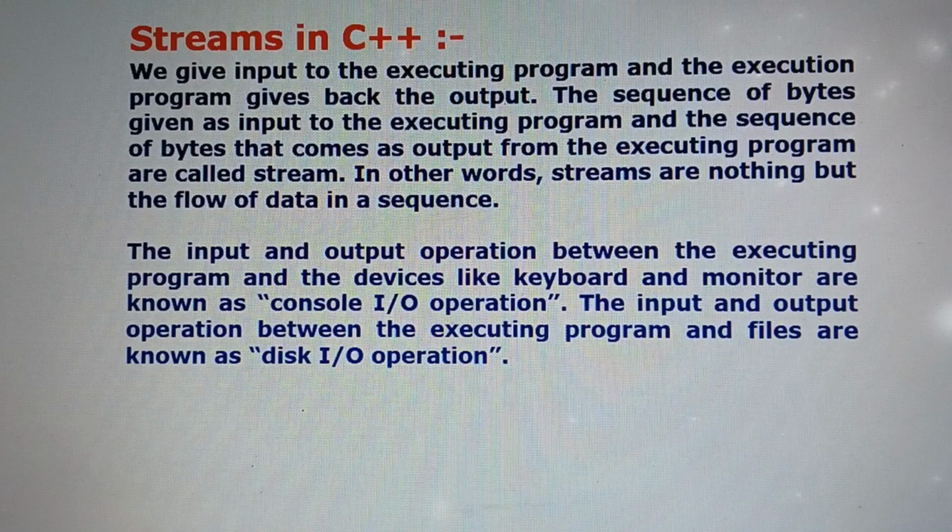Then what is console input-output operation and disk input-output operation? The input and output operation between the executing program and devices like keyboard and monitor are known as console input-output operation. The input and output operation between the executing program and files are known as disk input-output operation. Is it clear now? Stream is nothing but a flow of data in a sequence. We can use it for input also, and we get the result from the computer, that is output.